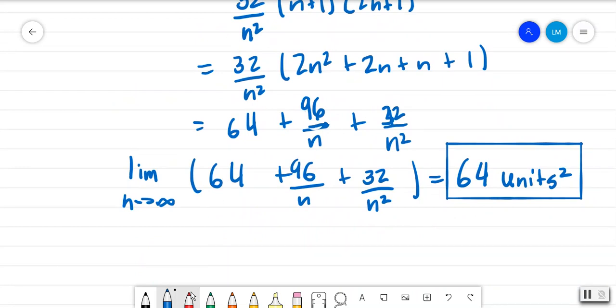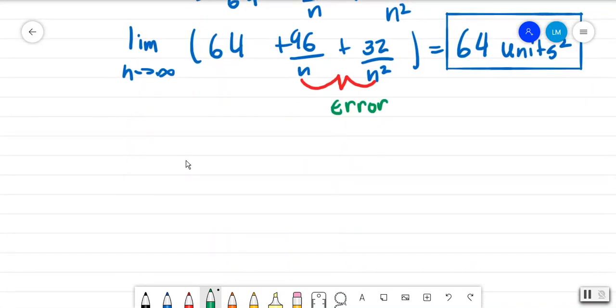Now, usually in class, I'll always ask, well, what exactly is this right here? And the answer is basically this represents the error. And our idea is that we just want to minimize that, okay?